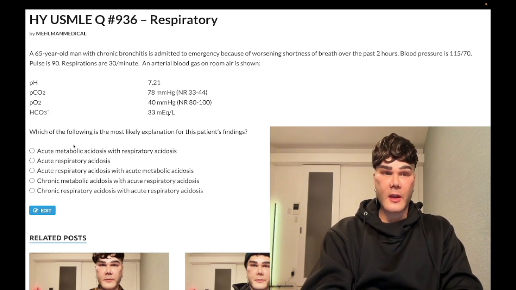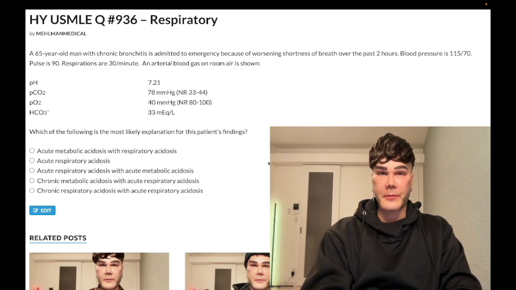Let's just hop through. Choice A, acute metabolic acidosis with respiratory acidosis, wrong answer. We know it's instantly wrong because if you had a metabolic acidosis, your bicarb would be low, not high. So the high CO2 makes sense for respiratory acidosis, but this acute metabolic acidosis part makes no sense. Wrong answer. Choice B, acute respiratory acidosis, wrong answer.